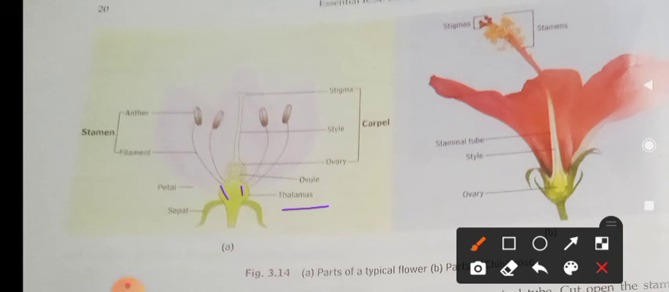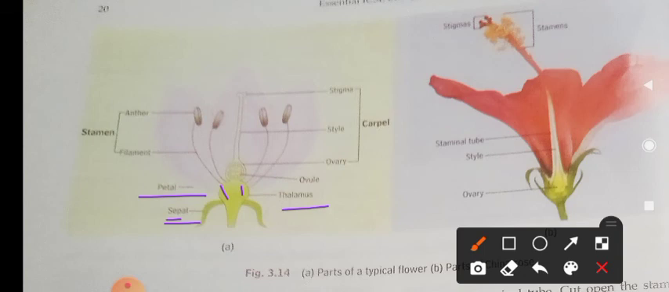Okay, so the calyx is the first outermost whorl. This outermost whorl contains sepals. Okay, what is a sepal? Sepal is the green colored part which is attached to the stem and the flower base. That is called the sepal. The second whorl is the corolla. The corolla contains the petals. Petals are nothing but the colorful part of a flower.